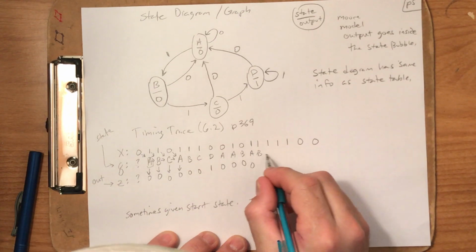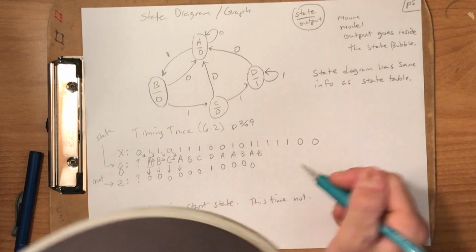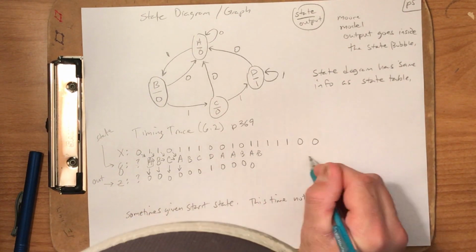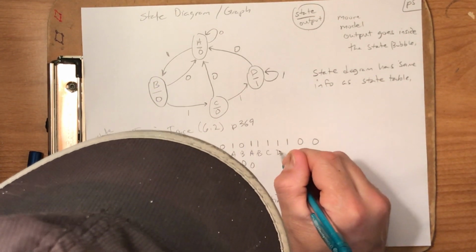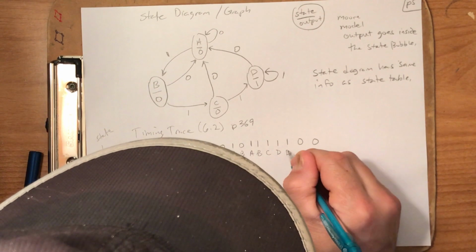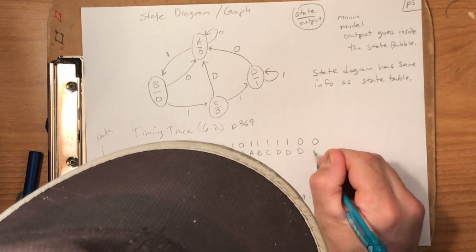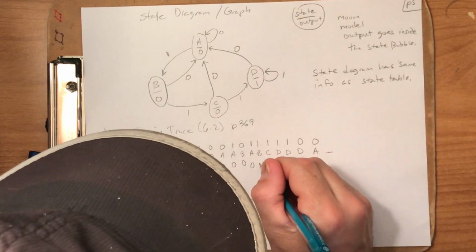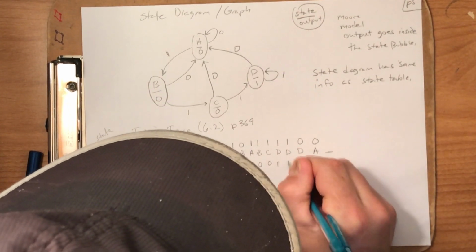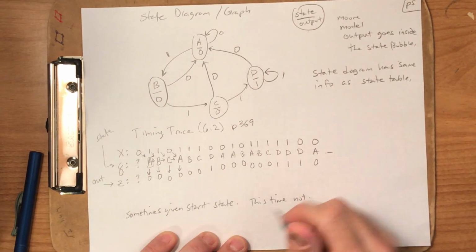And you could also just do all the states and then do all the outputs if you wanted to. Sometimes I do it like that. So from here on out, I'll just do the states. B with a 1 takes me to C. C with a 1 takes me to D. D with a 1 takes me to D. D with a 0 takes me to A. Then we'll talk about this. B is 0, C is 0, D is 1, D is 1, D is 1, A is 0.